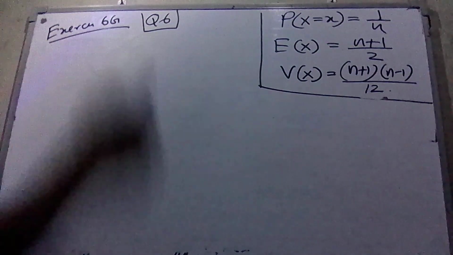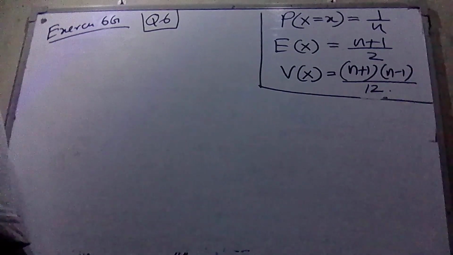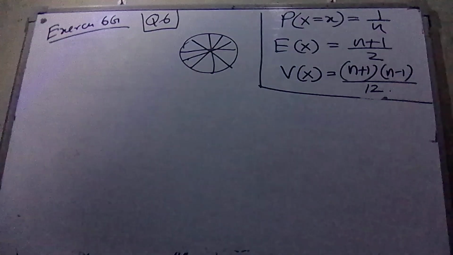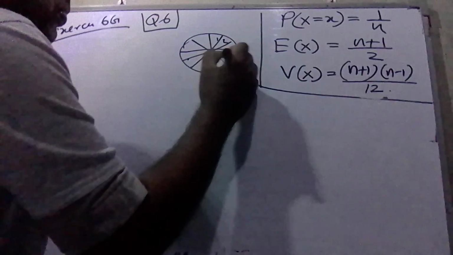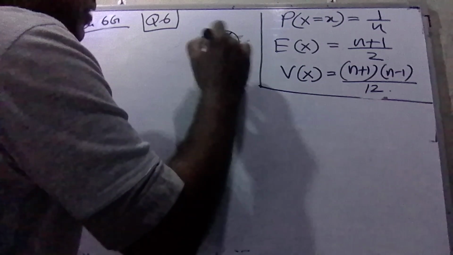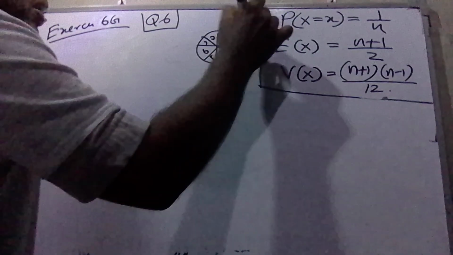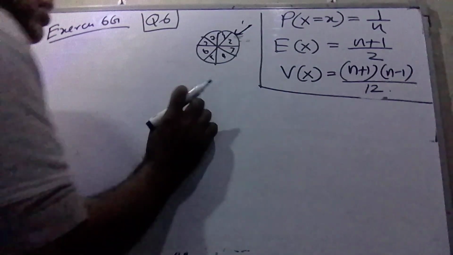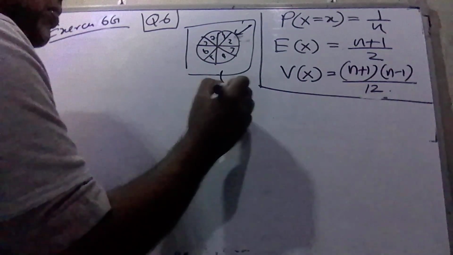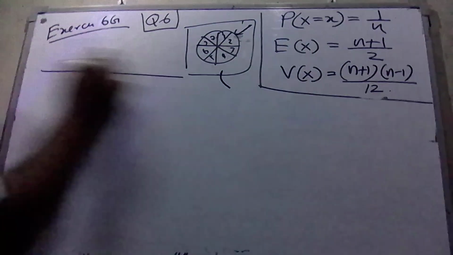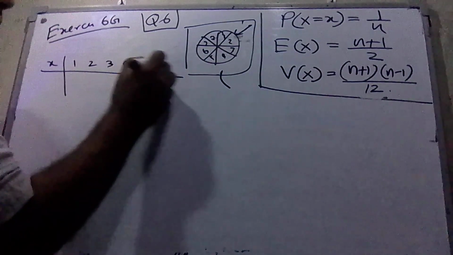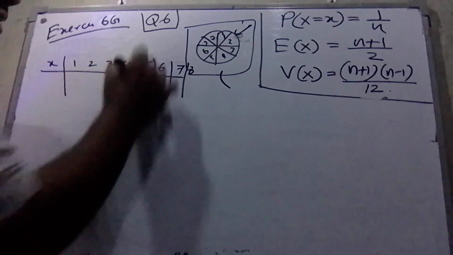So exercise 6G, question 6, it says there is a spinner, and there are numbers 1 to 8, like this, 1 2 3 4 5 6 7 8. There is a pointer, you turn it and a number is selected, so this is like a raffle or whatever. So we know now what the outputs are. Again, it is discrete, evenly distributed. So x can be 1 2 3 4 5 6 7 8.